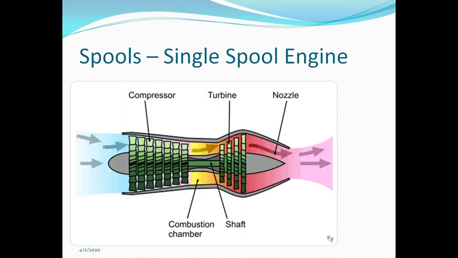Here I'm just showing the single spool engine. This we already covered in our other lectures. This is one spool, or one shaft, and on this shaft, all the compressors and turbine rotors are mounted. So compressor, combustion chamber, turbine, and the nozzle. We all know that here you are having only one shaft.